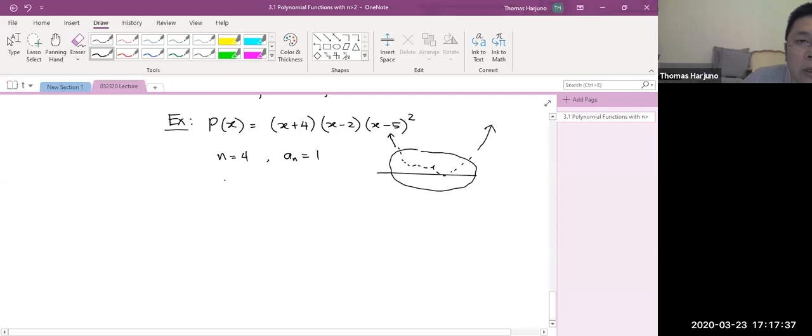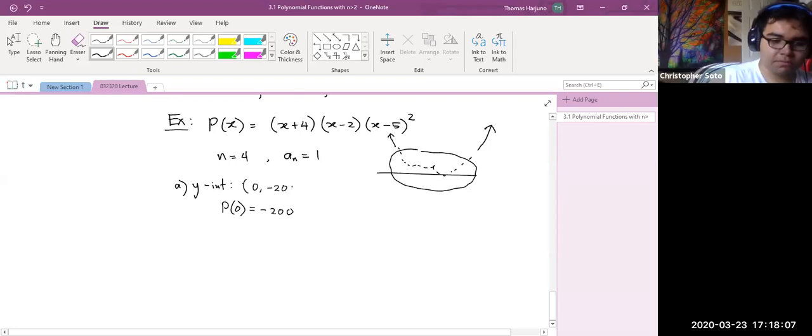Now the easiest thing we can do, of course, is to find the y-intercept. The y-intercept will be when you set x equals 0. When I set x equals 0, I happen to get a very large number, negative 200. Is it right? Yes, negative 200. Okay.